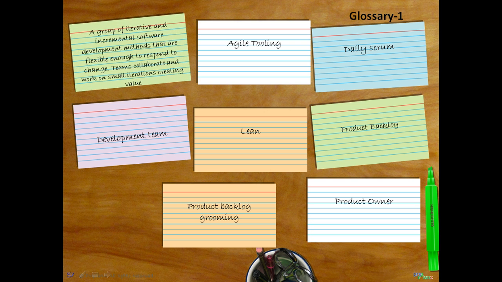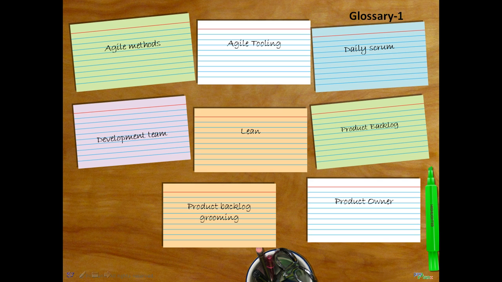Agile Methods, a group of iterative and incremental software development methods that are flexible enough to respond to change. Teams collaborate and work on small iterations, creating business value. Agile tooling. Typical tools required in Agile development, such as index cards, display boards, automated unit tests, continuous integration hardware, configuration management systems, and others.